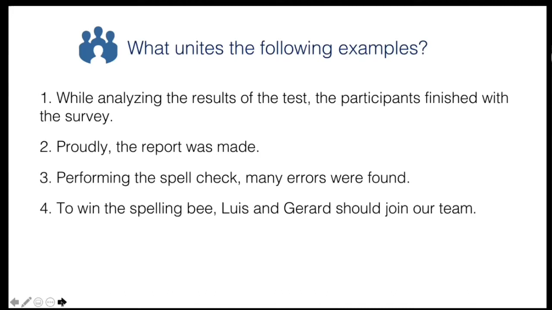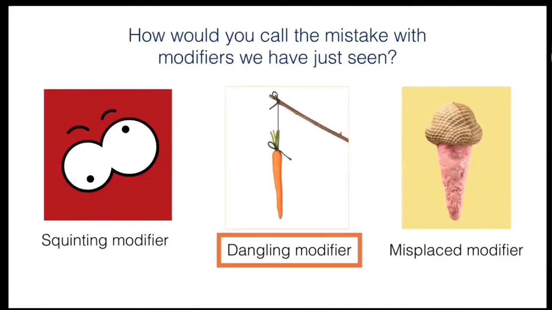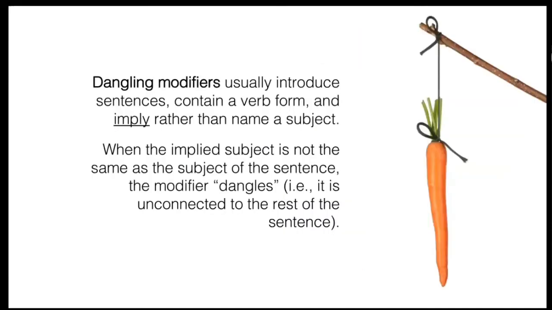So we've looked at these sentences. How would you call them? That's a dangling modifier. So what is it? Dangling modifiers usually introduce, again, sentences or some phrases. They always have some verb. And this verb implies, right, that there is a subject. It implies this subject, but it doesn't name it. Like in our example with these errors, we imply that someone performed the spell check, but we don't know who. Subject is not mentioned.